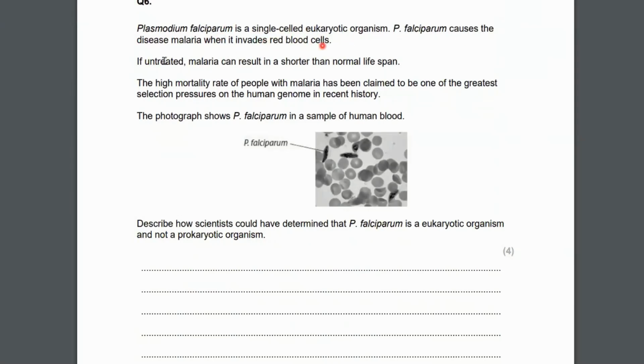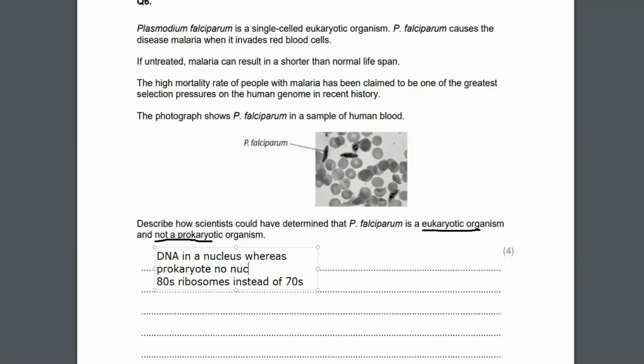All right, next question. Plasmodium falciparum is a single-celled eukaryotic organism. P. falciparum causes the disease malaria. You can pause the video and read that if you like. Describe how scientists could have determined that P. falciparum is a eukaryotic organism. So basically, the whole point of this question is explain why it's a eukaryote and not a prokaryote.